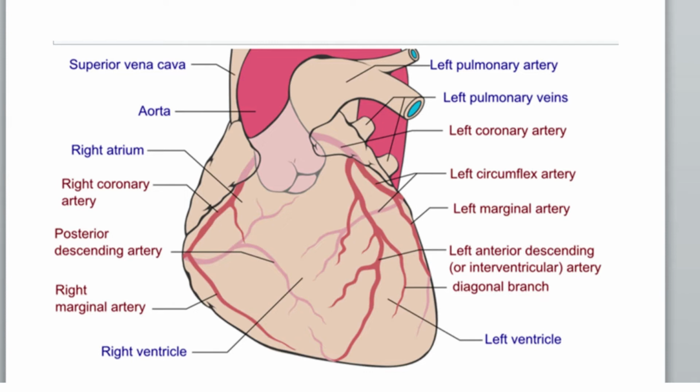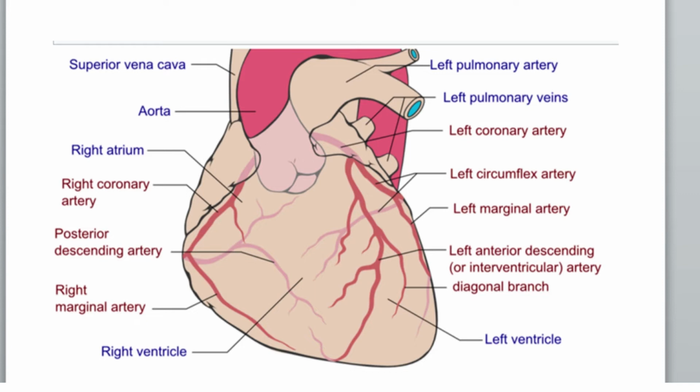of the interventricular septum. The left coronary artery also gives off a vessel that makes a curved turn to the posterior aspect of the heart. Because it makes a curved turn, it is called the left circumflex artery. The left circumflex artery supplies the left atrium and a small part of the left ventricle.